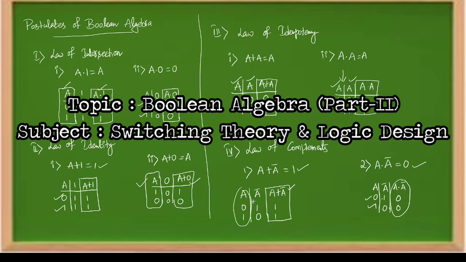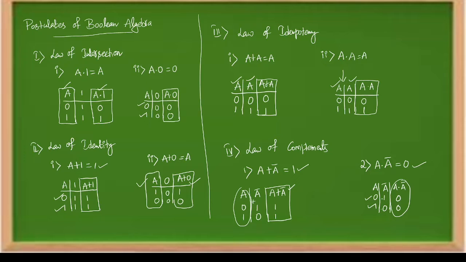Students, welcome back to the discussion on postulates of Boolean algebra. In the previous class, we understood the four basic laws of Boolean algebra, which are the law of intersection, law of identity, law of idempotency, and law of complements. Now, in this class, we will see some more basic laws, because it is better to get familiarized with all these basic laws if you want a complete understanding of Boolean algebra.